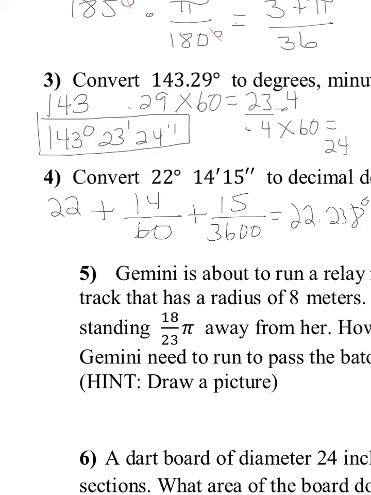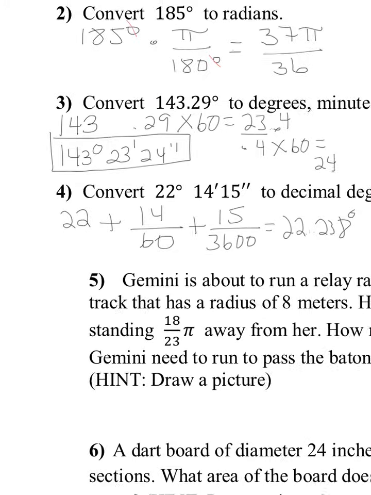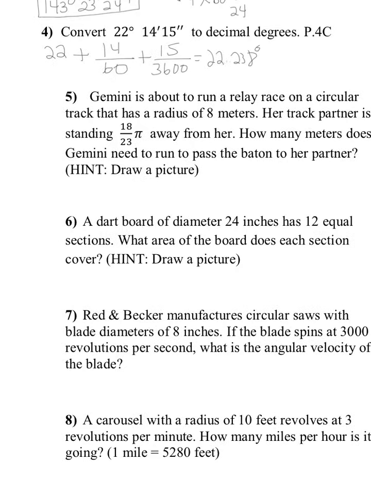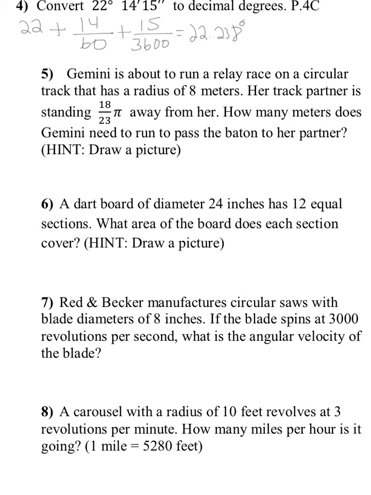Okay. The next problem is a word problem, and I'm going to make this a little bit smaller so we can see the whole word problem. We did one in class similar to this as a warm-up, and so we're going to use the same process that we used in class during the warm-up. And here we are, we're talking about Gemini. She's about to run a relay race on a circular track that has a radius of 8 meters. Her track partner is standing 18 pi over 23 radians away from her. How many meters does Gemini need to run to pass the baton to her partner?